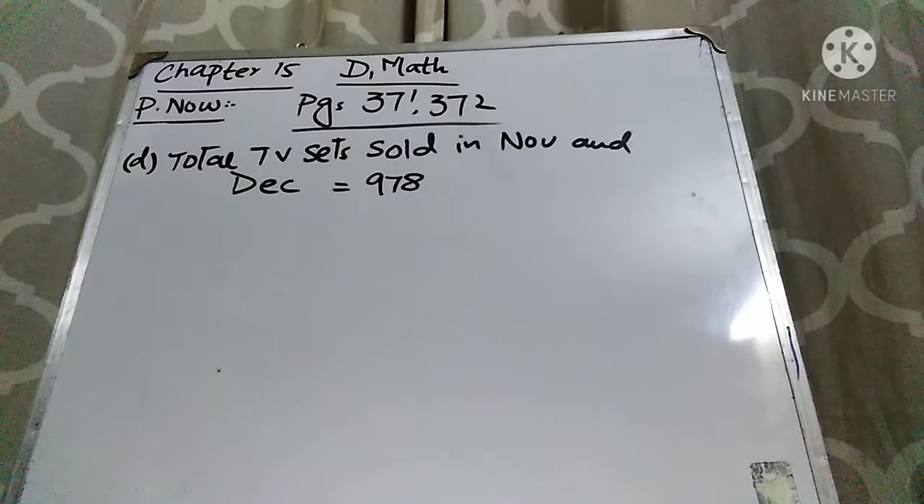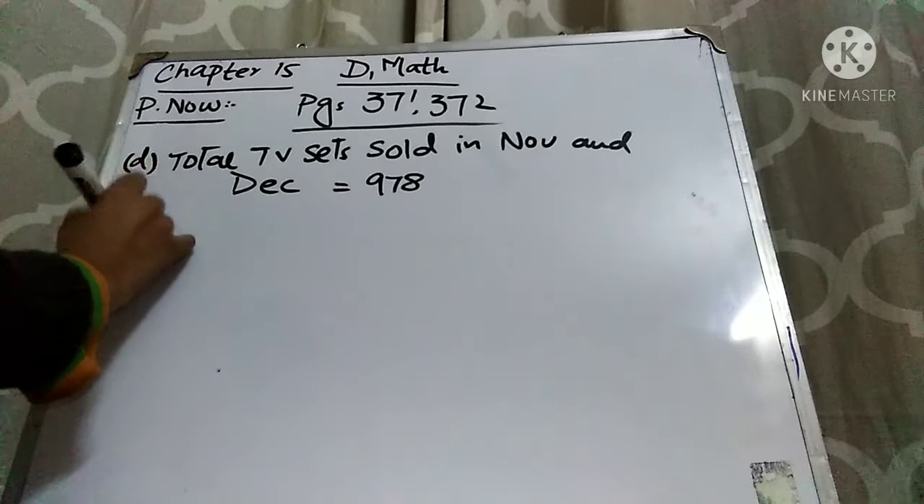We have already found this thing in part C. Now what we need to do in part D is find the percentage of the television sets sold in shop 7 in November. It's given in the table. In November in shop 7, 70 TV sets were sold. So we can find the percentage.